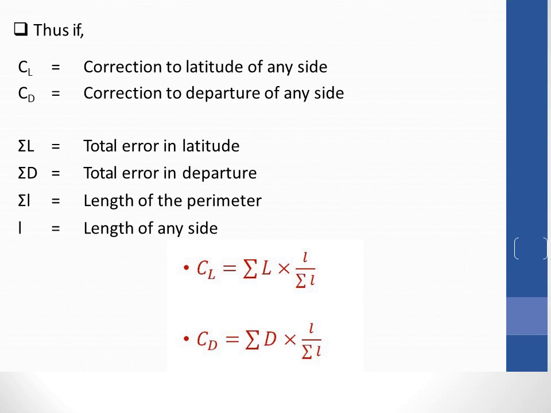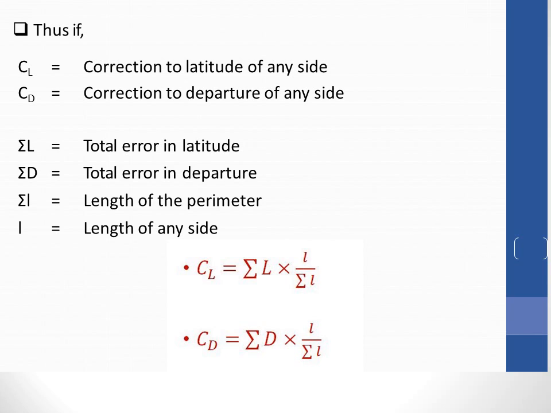So briefly, it is written in the equation. So we will see what CL is. CL is the correction to latitude of any side, and CD is the correction to departure of any side. Sigma L is the total error in latitude, sigma D is obviously the total error in departure, and sigma small l is the length of the perimeter, and small l is the length of any side. Okay, so these are the notations.